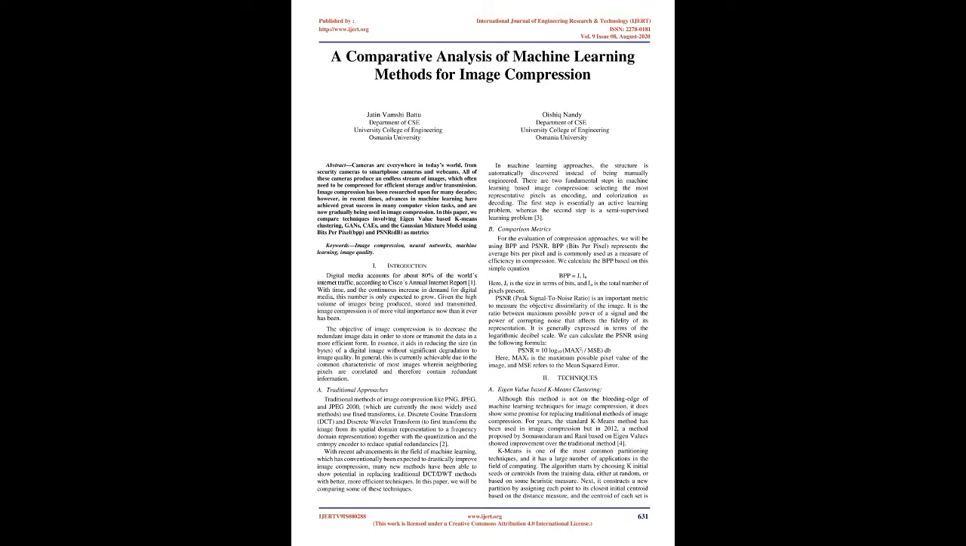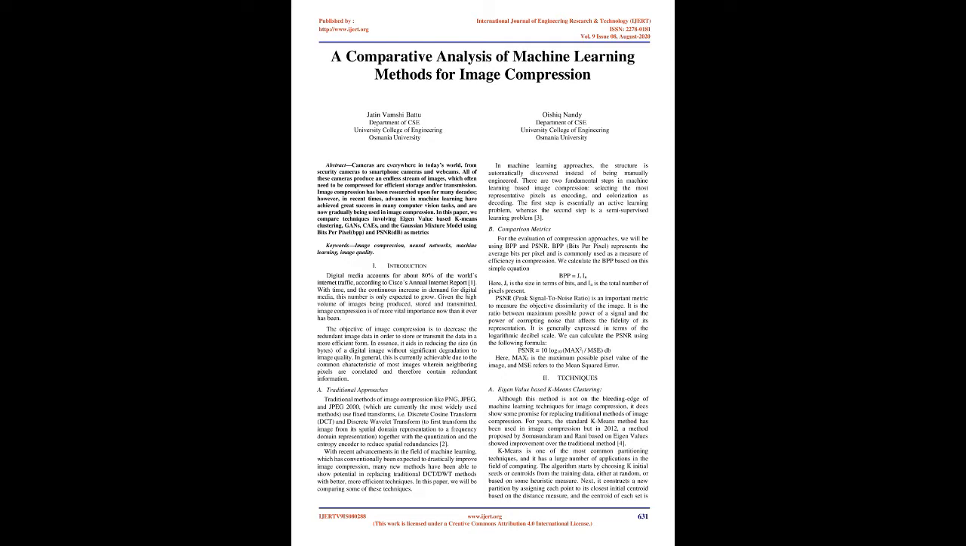In general, this is currently achievable due to the common characteristic of most images wherein neighboring pixels are correlated and therefore contain redundant information. Traditional approaches. Traditional methods of image compression like PNG, JPEG, and JPEG 2000, which are currently the most widely used methods, use fixed transforms, i.e. discrete cosine transform, DCT, and discrete wavelet transform, to first transform the image from its spatial domain representation to a frequency domain representation, together with the quantization and the entropy encoder to reduce spatial redundancies too.